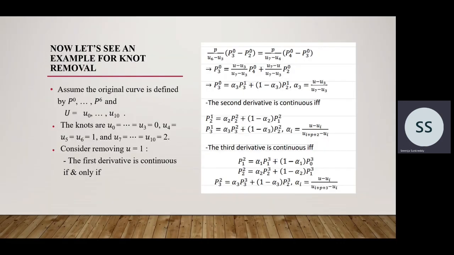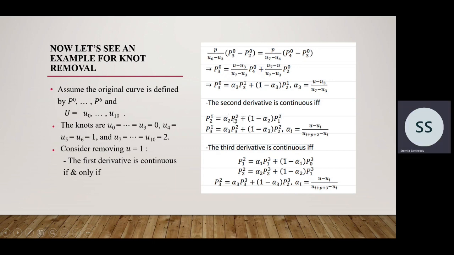Here we can see an example where we take P0 to P6 points and U0 to U10, where U are the knots, the total set of knots, where u0 to u3 is equal to 0, u4 to u6 equal to 1, and u7 to u10 equal to 2. If we remove u equal to 1, the first derivative should be continuous if and only if P3 at stage 0 minus P2 at stage 0 equals a ratio by u7 minus u4 times P4 at stage 0 minus P3 at stage 0. And we find P3 here.